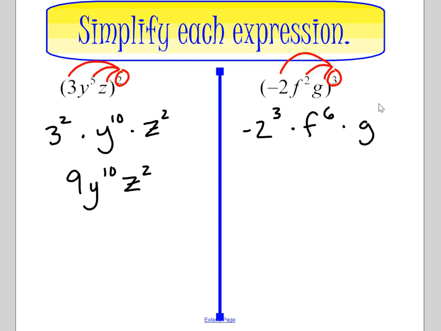Now, once again, could leave it like this, it would be okay, but it's pretty easy to do. Negative 2 cubed, that's negative 2 times negative 2 times negative 2. And negative 2 times negative 2 times negative 2 is actually going to be negative 8. So I get negative 8 f to the sixth g to the third. And that's my final answer there.